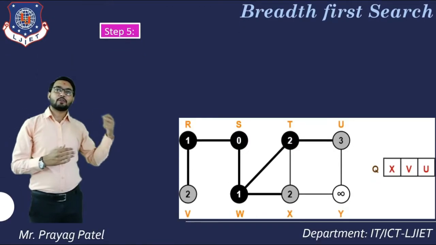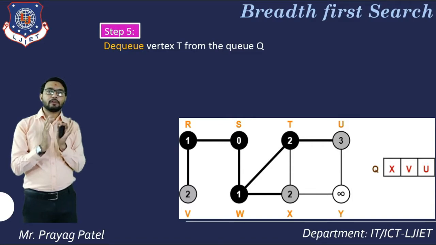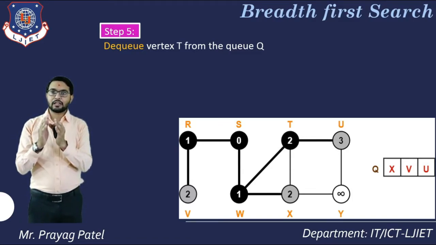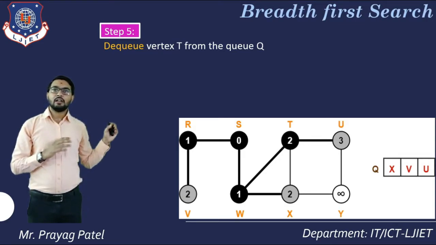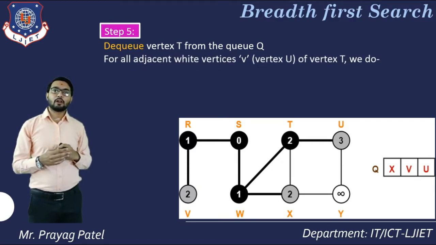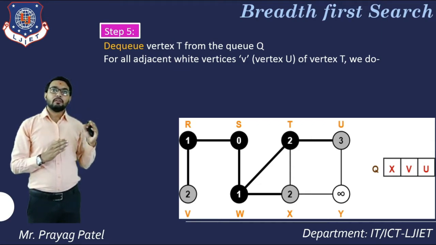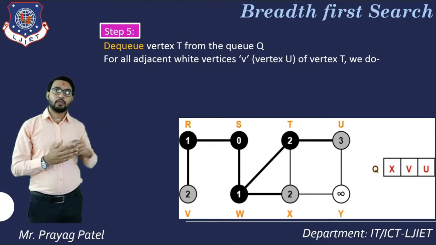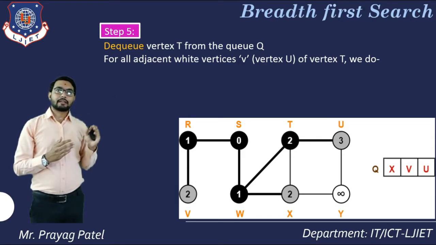Now consider the next step, step number 5. In step number 5, we remove the first element from the queue. In our previous queue, T is the first element. So we remove element T from the queue. Here delete vertex T from the queue. Now consider the neighbors of vertex T, all the adjacent white vertices V. The neighbor of T is only U. So here vertex V is vertex U of vertex T.